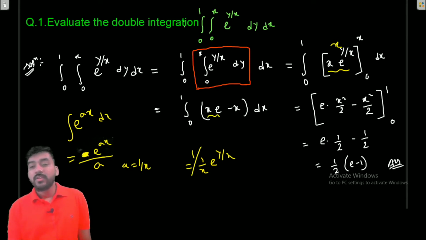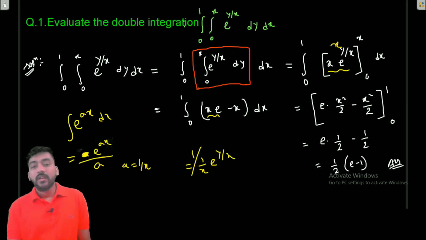Now if you put 0, e to the power 0 will be 1. You cannot put 0 for this x. Be careful, you have to put this 0 only instead of y. So it will be e to the power 0, which is 1, so it will be just minus x. So x e minus x. Now it is a very easy integration, it's 10+2 level integration.